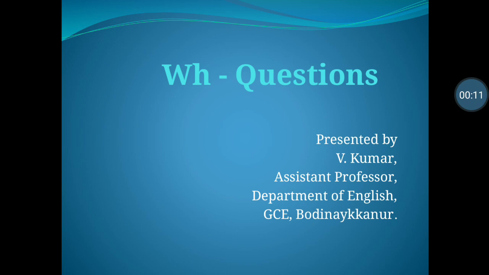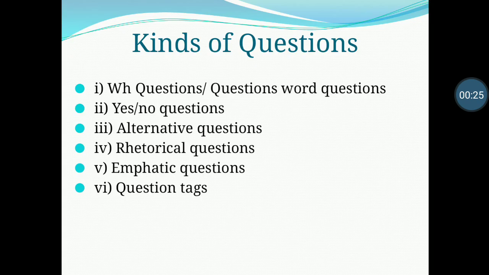In this video, we are going to see WH questions, kinds of WH questions, and how to frame WH questions. These are the things we are going to deal with in this lecture. Kinds of questions. There are 6 kinds of questions in English. They are WH questions, yes or no questions, alternative questions, rhetorical questions, emphatic questions, and question tags. These are the 6 kinds of questions.